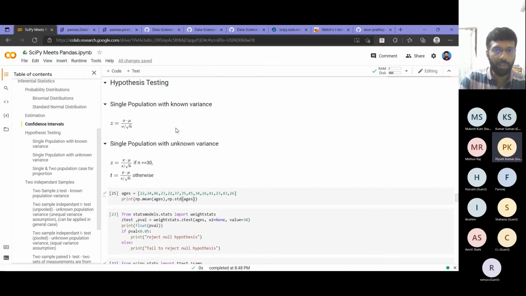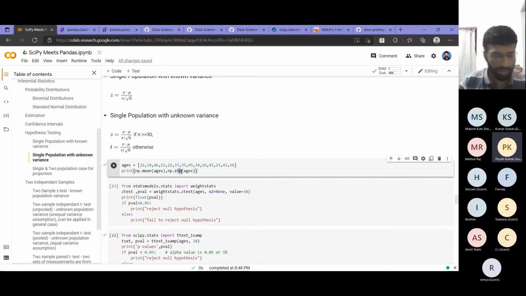So with a single population with known variance for hypothesis testing, we will use (x minus mu) by (sigma by root n), where x is the mean of my data sample, mu is the mean of the population, and sigma is the standard deviation of the population. Sigma by root n is the standard error of my sampling distribution. Suppose my population sigma is not known. Instead, I will use my sample standard deviation S if my data has more than 30 points. If it is less than 30 points, I will use a t statistic with (x minus mu) by (S by root n). We will see how to approach both these cases using Python.